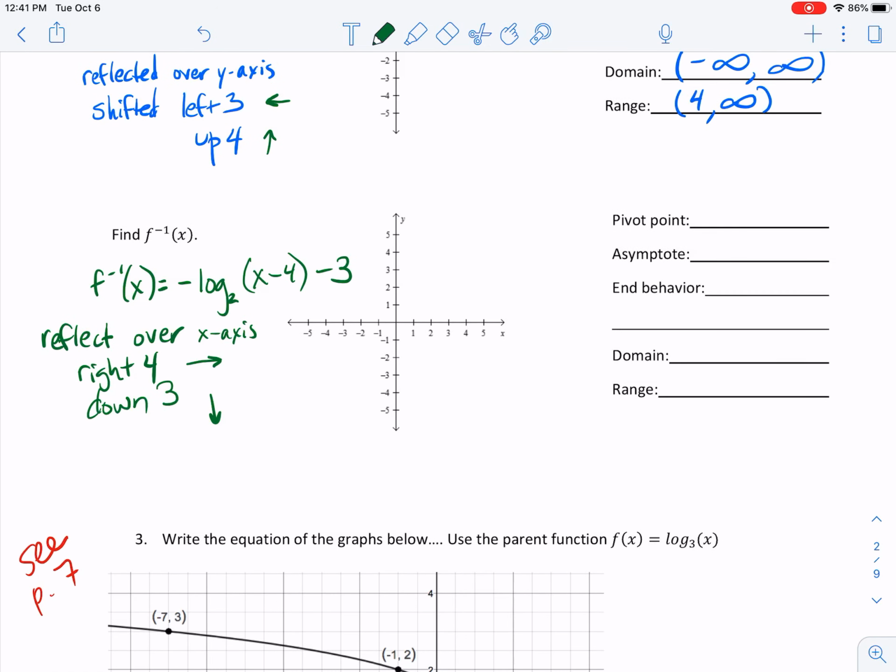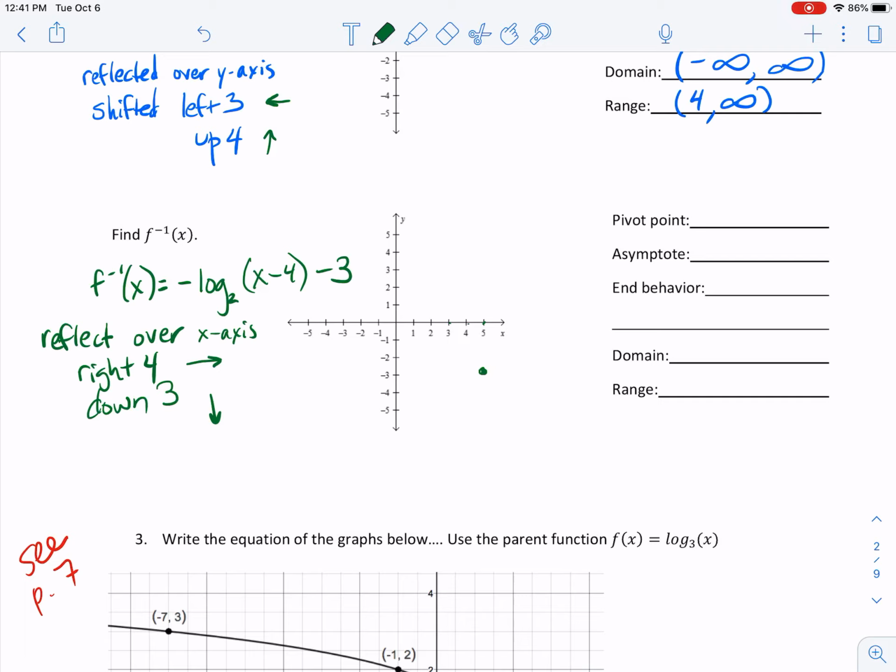I've gone to the right. Okay, I reflected over the x-axis. So here's that pivot point. I normally go like this. Oh, not like that. I normally go something like that. I reflected over the x-axis, so this is no good. It now does something like this. Okay, and then I went to the right 4: 1, 2, 3, 4, and then I went down 3: 1, 2, 3. Okay, so let's get rid of this mess right here.